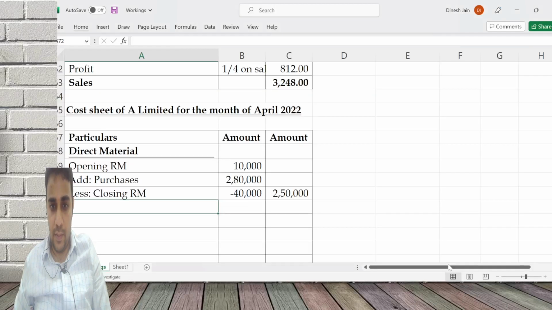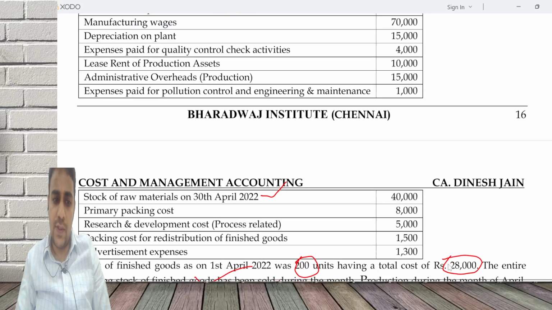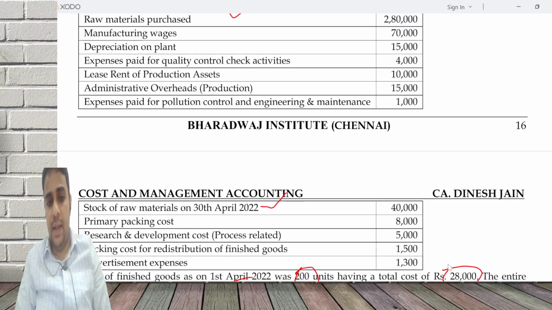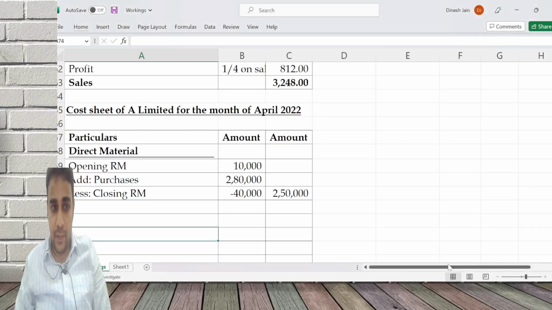One doubt, sir. What do we have to do if abnormal loss is given? Abnormal loss will normally not be given, but in case they give, we normally ignore all abnormal items in costing. So it will not form part till cost of sales. Profit will be calculated and then that profit has to be adjusted for abnormal loss. So abnormal loss we don't normally record in costing. Okay, sir. Thank you.